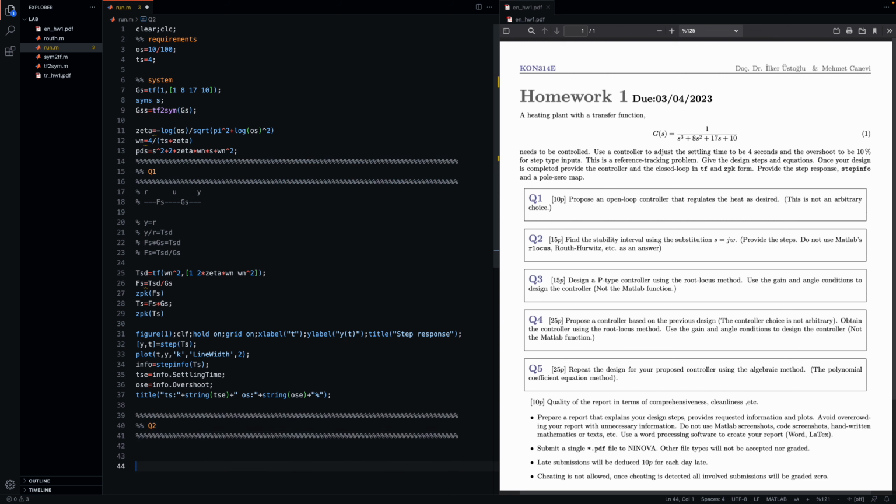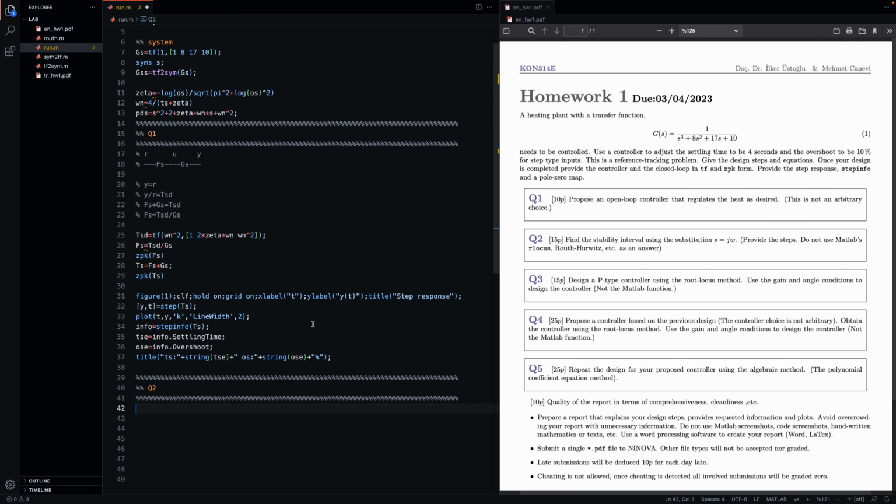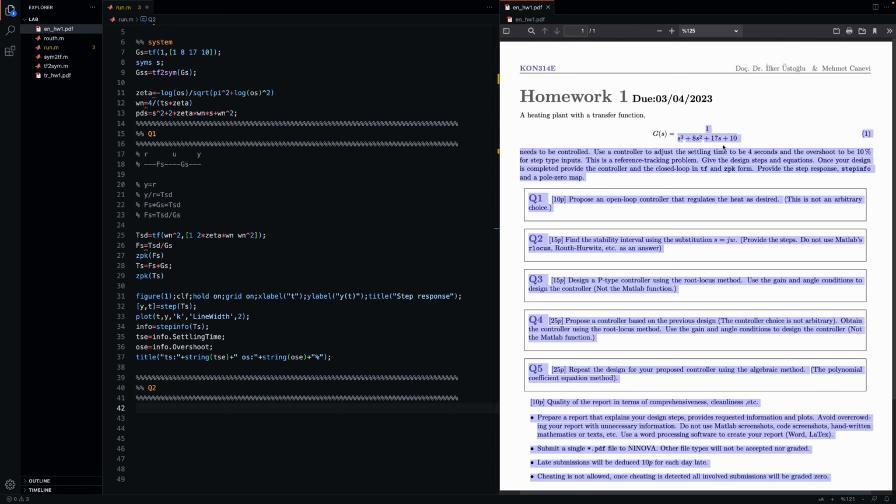Now here the question is the following. We are asked to find the stability interval using the substitution s equals j omega. Of course, our locus is kind of a hint for this question, if you think about it, because it's about the P-type controller. The system on its own is stable, and we cannot question the stability of this, or it hasn't an interval for it. So all that we can do is come up with a P-type controller and examine its stability interval. That makes more sense than just talking about the system itself.